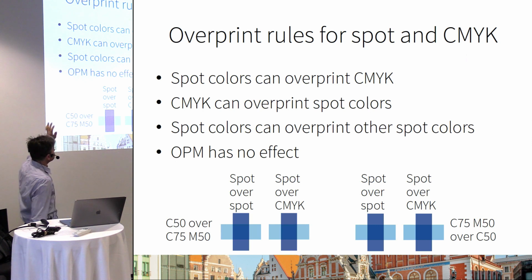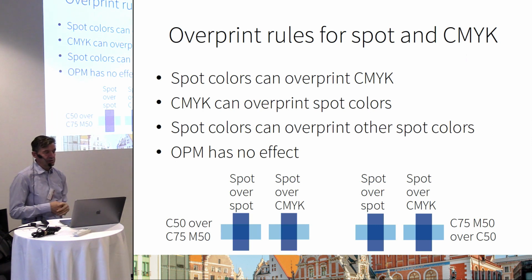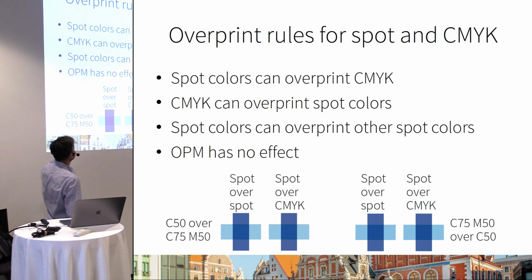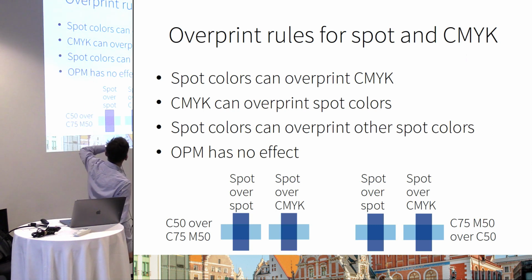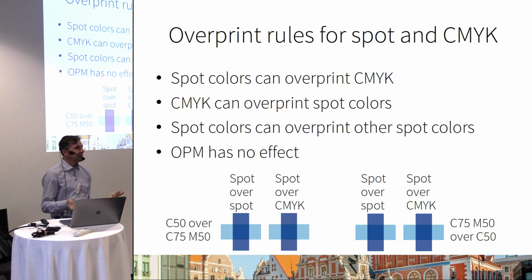But anyway. Now with spot colors, you basically don't have any limitations. Spot colors can overprint CMYK, CMYK can overprint spot colors, spot colors can overprint other spot colors, and OPM doesn't have any meaning. So if you're using a spot color, you don't have such limitations as you have when you have CMYK and CMYK.